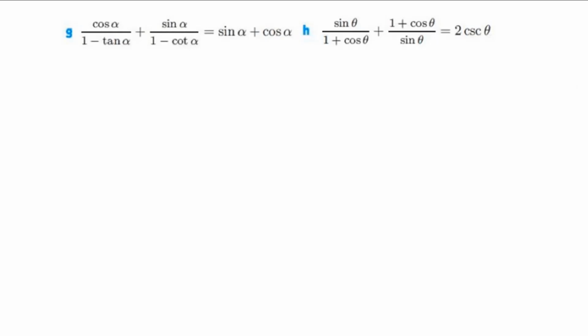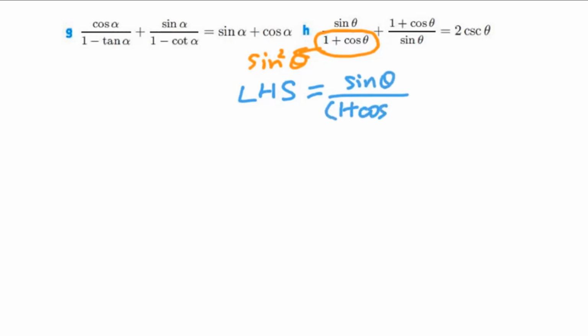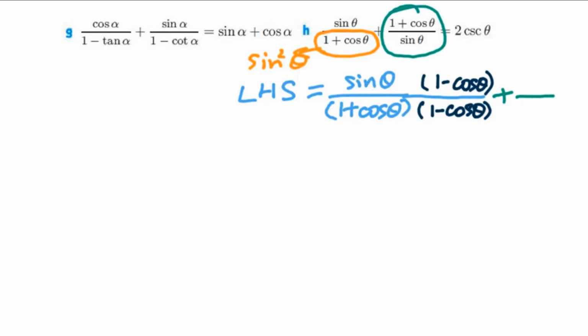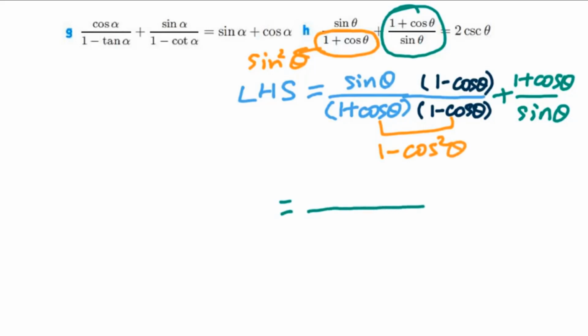Let's go to H. For H, when you have 1 plus cosine theta, that's conjugate multiply, you are supposed to get sine square theta as a denominator. Therefore, starting from the left hand side, we will do the conjugate multiply for 1 plus cosine theta. That's multiplied by 1 minus cosine theta, top and bottom. We need to break down this part. That's 1 plus cosine theta over sine theta. For these two, we know that 1 minus cosine squared theta is a sine squared theta. Then we got the sine theta times 1 minus cosine theta.